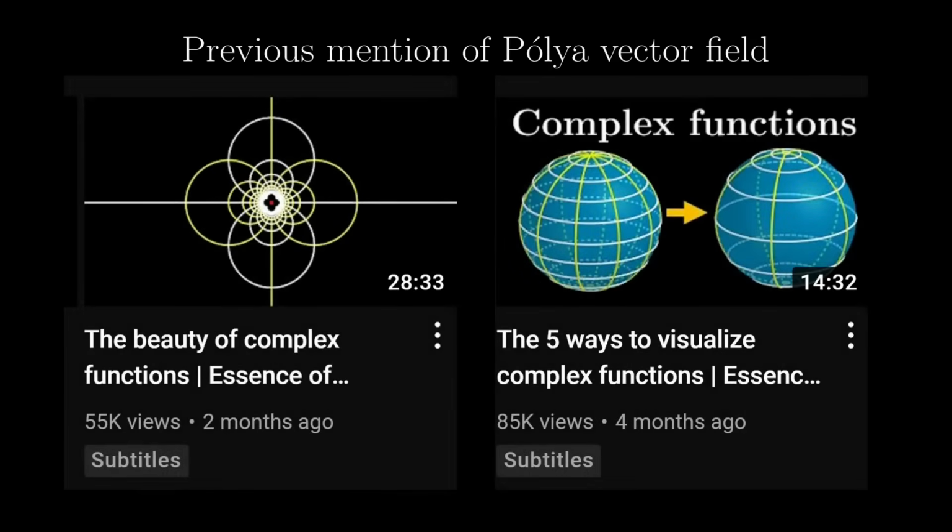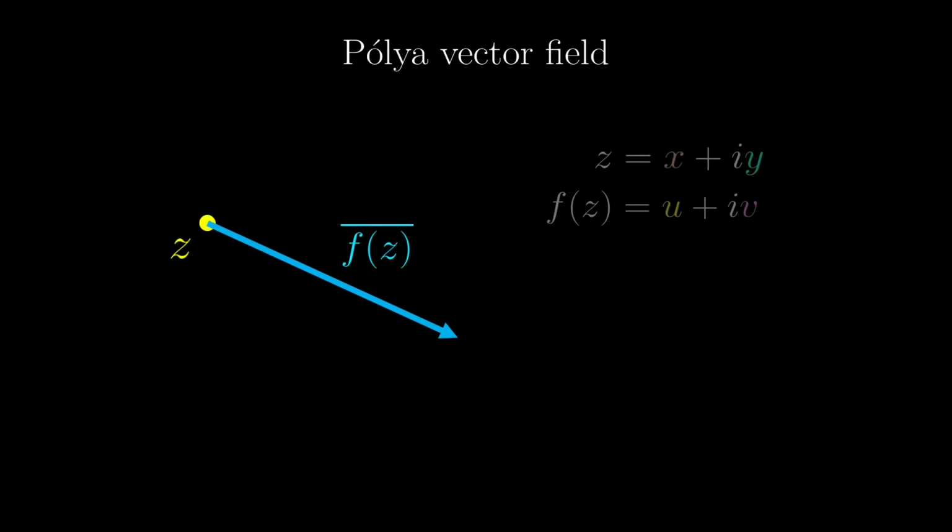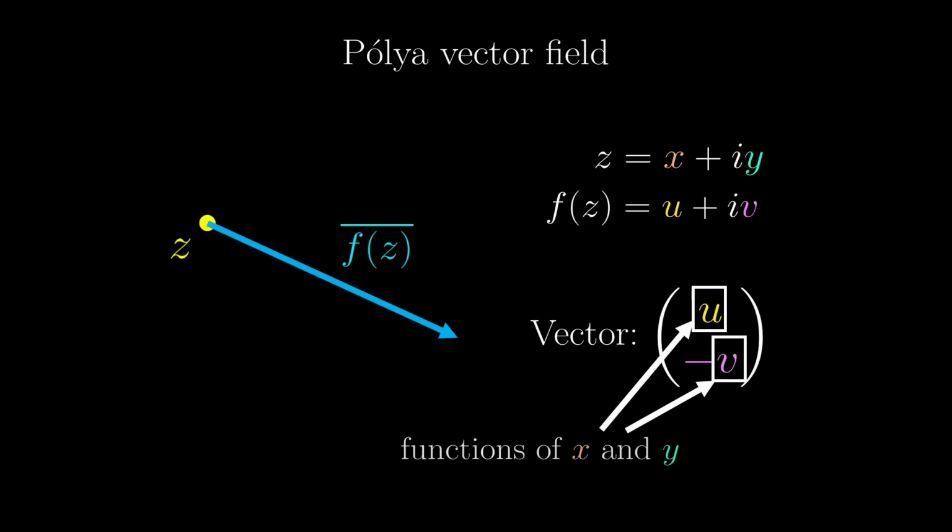I have mentioned Pólya vector field in those two videos, but a brief recap wouldn't hurt. For every point z on the complex plane, we attach a vector corresponding to the value of f of z, but conjugated. More explicitly, if we write z and f of z in their real and imaginary parts, then the vector to be plotted would be u minus v.